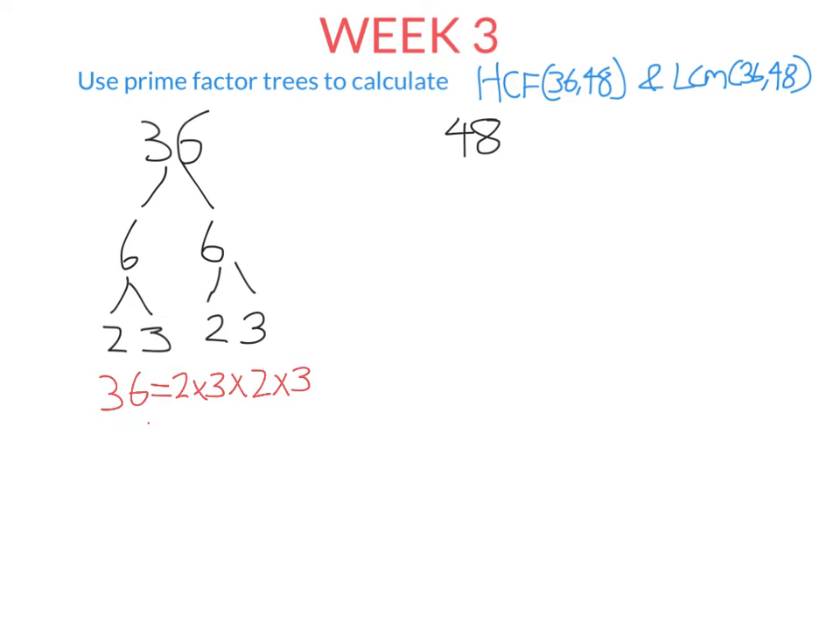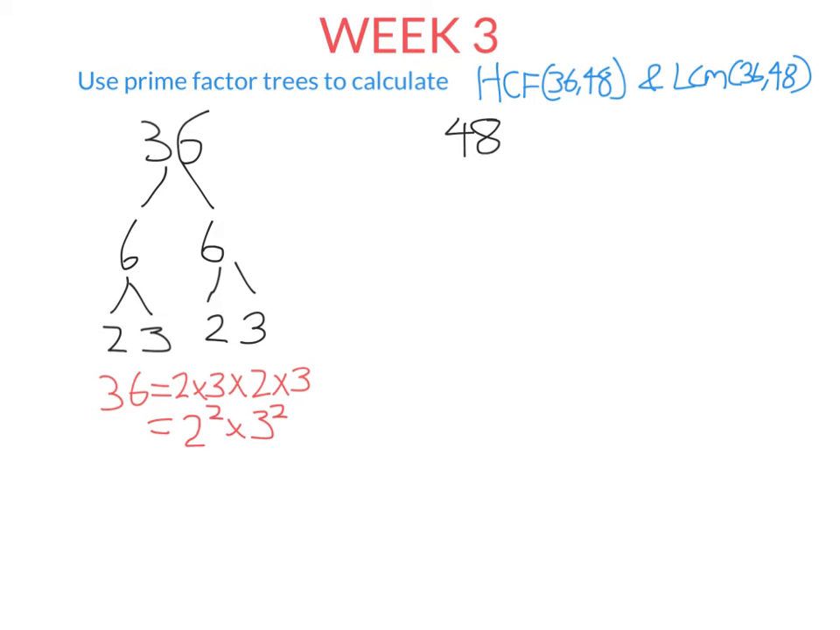So 2 times 3 times 2 times 3 in index form, there are two 2's. 2 is being multiplied by itself twice, and 3 is being multiplied by itself twice. So this is the prime factorization of 36 in index form.